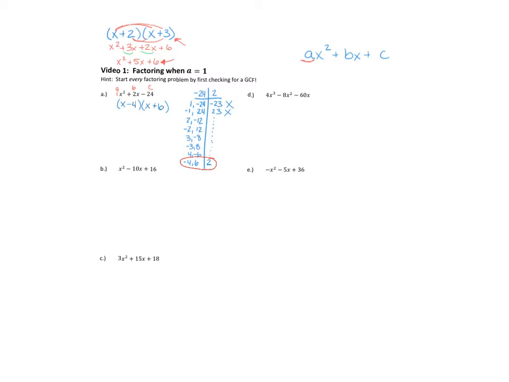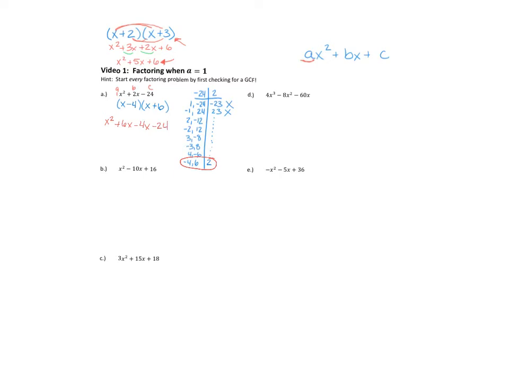Now keep in mind, since this is reverse foiling, that I can always check myself by foiling my answers at the end and make sure I get the trinomial I started with. So x times x would give me x squared, x times 6 would give me plus 6x, negative 4 times x would give me minus 4x, and negative 4 times 6 would give me minus 24.